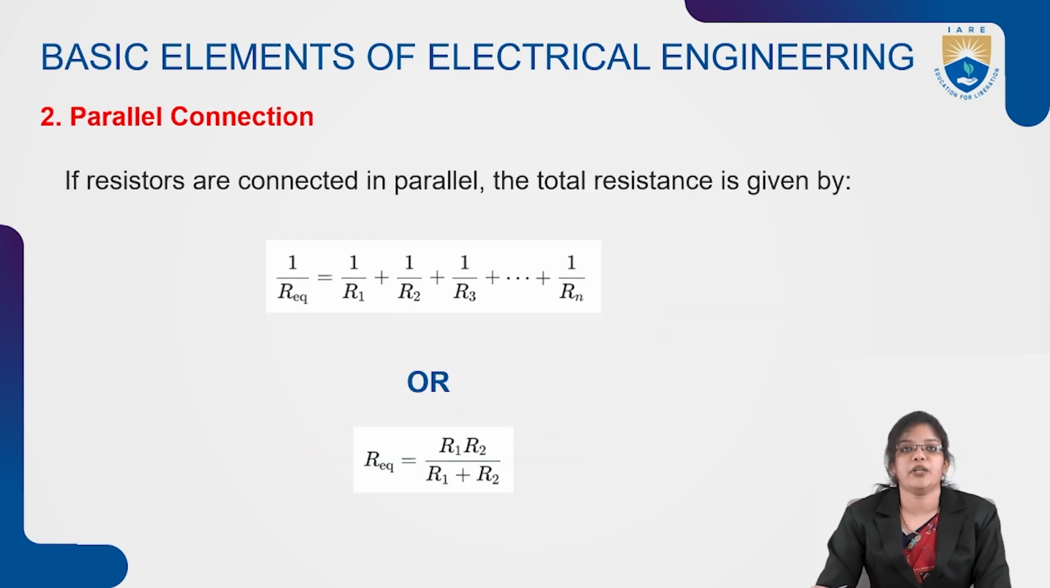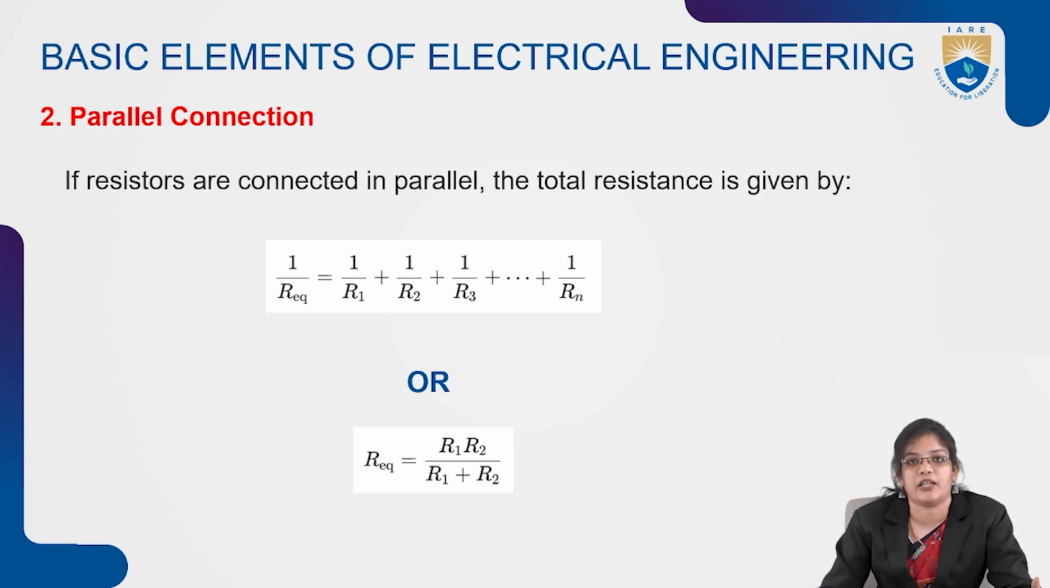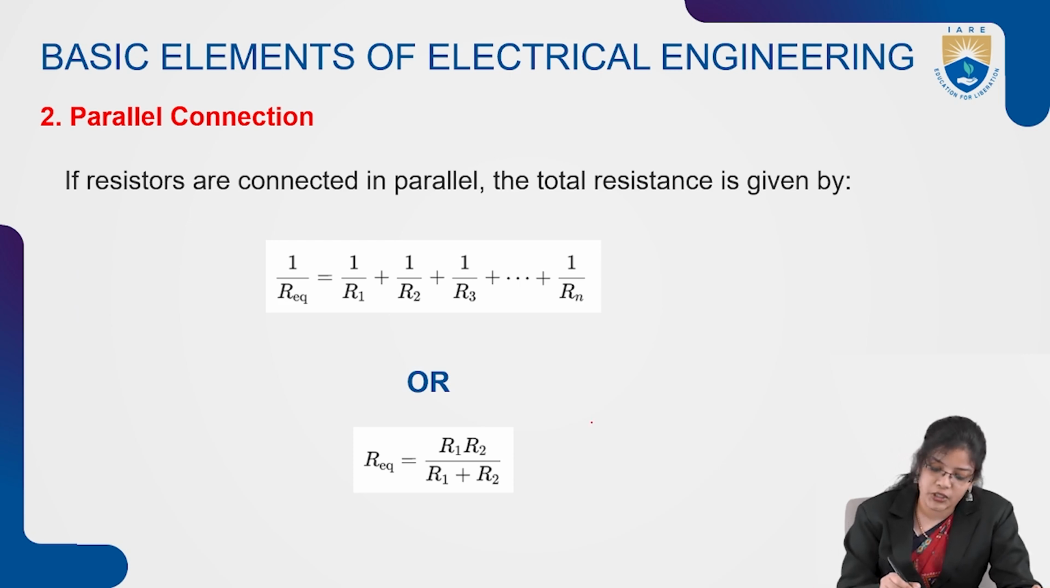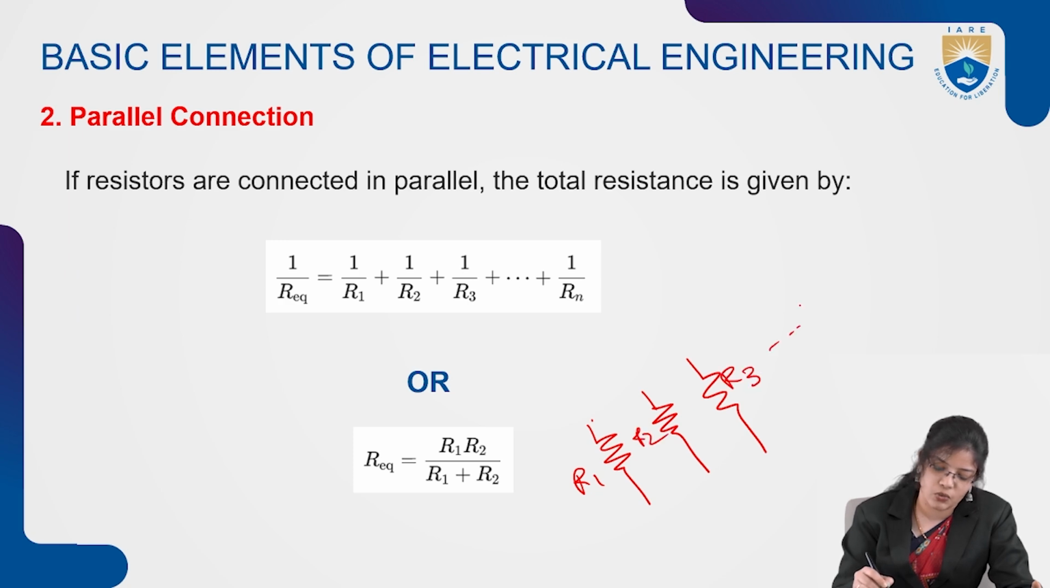Coming to the next one, it is the parallel connection. In the parallel connection, the input of the first resistor will be connected to the input of the second resistor. The circuit can be drawn in this way, denoted as R1, R2, R3 and so on till Rn.